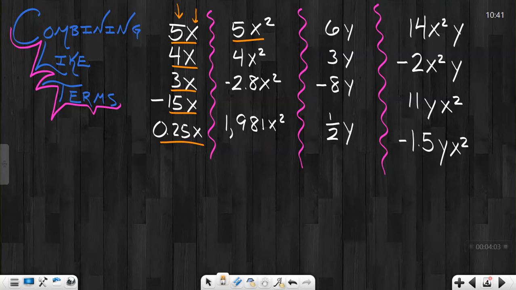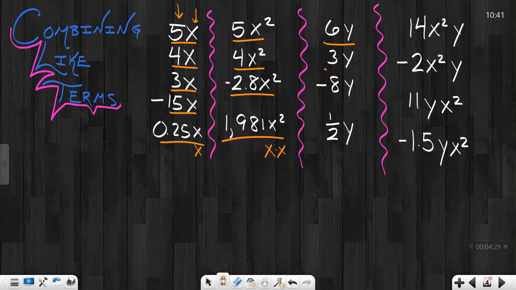The next one, we have x squared, 5x squared, 4x squared, negative 2.8x squared, 1,981x squared. All these are being multiplied by x. They are x squared. They are not the same as x, because x squared means x times x, all right, whereas x is just one of them. Two different terms, all right, they are not the same. They must have the exact same variables. One only has 1x, the other one has 2x. It's got to be careful.